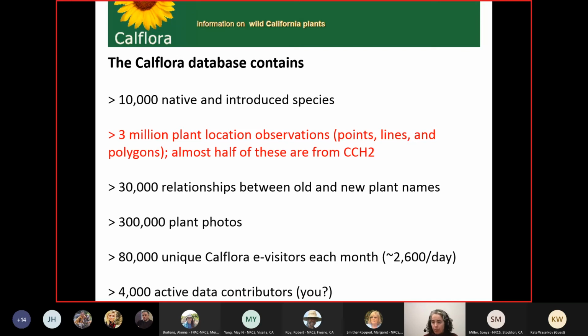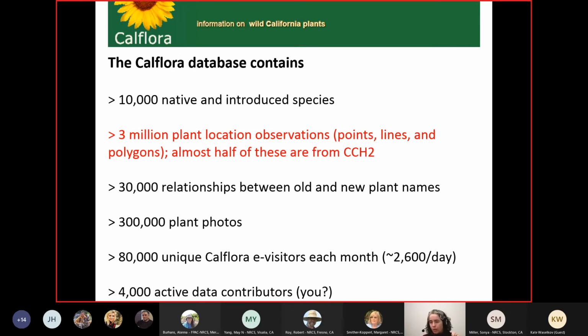Almost half of these come from CCH2, so organizations like Fresno State, that we were just looking at their herbaria, that they run and curate and freeze to get rid of the bugs and carefully take care of these specimens for sometimes up to 400 years, Kate said. That was crazy. Those are digitally served through Calflora.